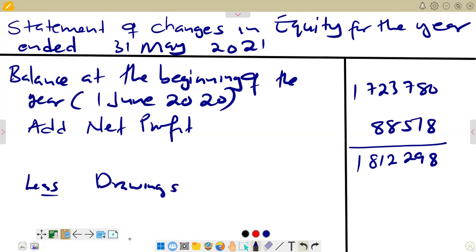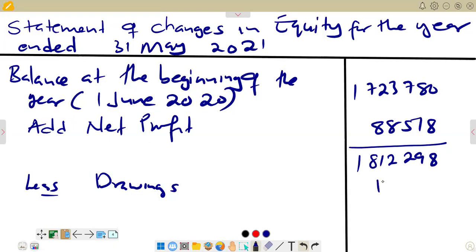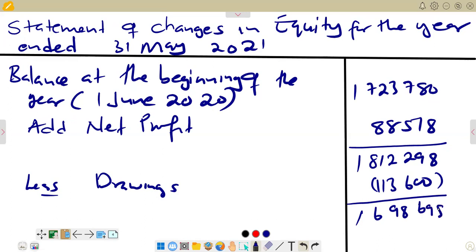And then we now less our drawings. Remember, we're saying less, so we're subtracting. You can go and recheck the figure that we put for drawings, 113,600. So we come here, we are saying 113,600, and then we subtract. When we say 1,812,298 minus 113,600, we are going to get 1,698,698. So this is our closing capital figure.